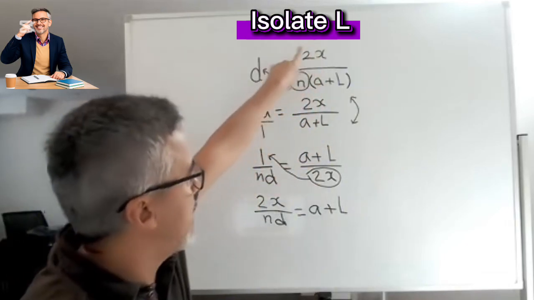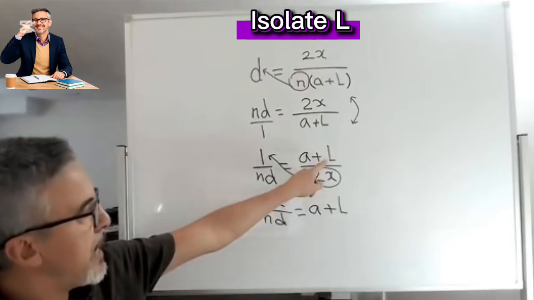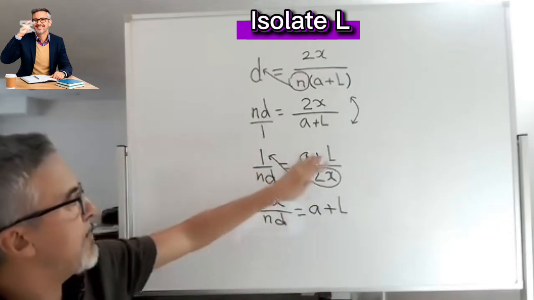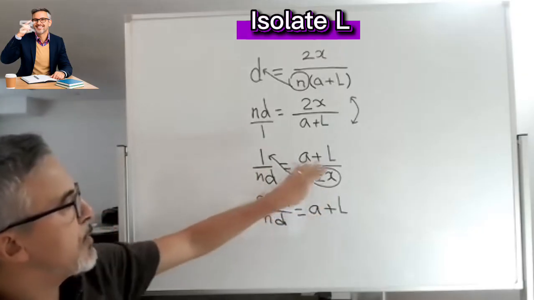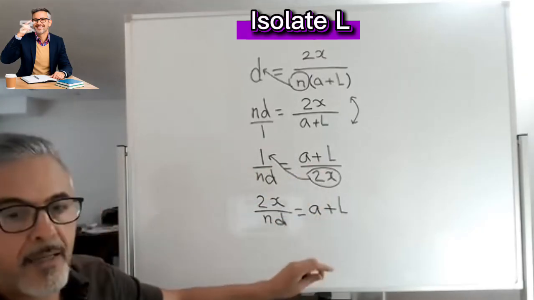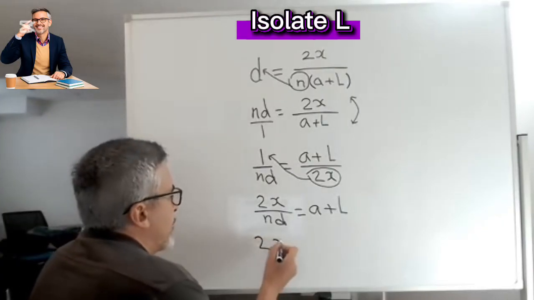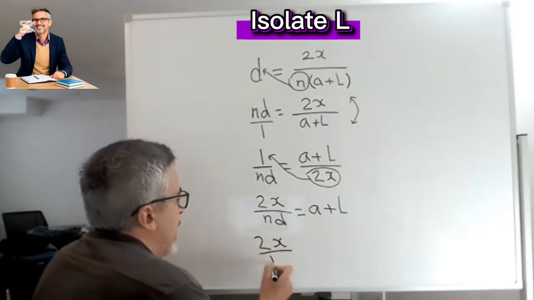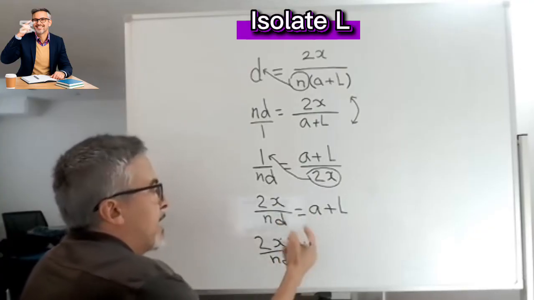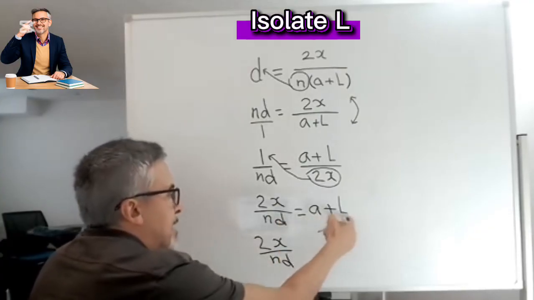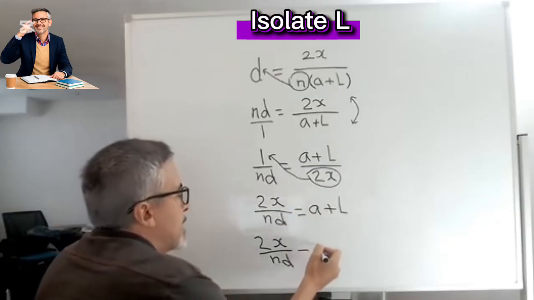Remember, we're trying to isolate the L. So always when you're doing this, you have to keep in mind that we're isolating the L. So we want to have the L by itself. That's why I removed this 2x and I moved it there, because now I have only a plus L. And now, algebraically, we could just write 2x over n d, and I'm going to move this a to the other side of the equal sign, but this is a plus L. So when the a moves to the other side, it becomes minus a.